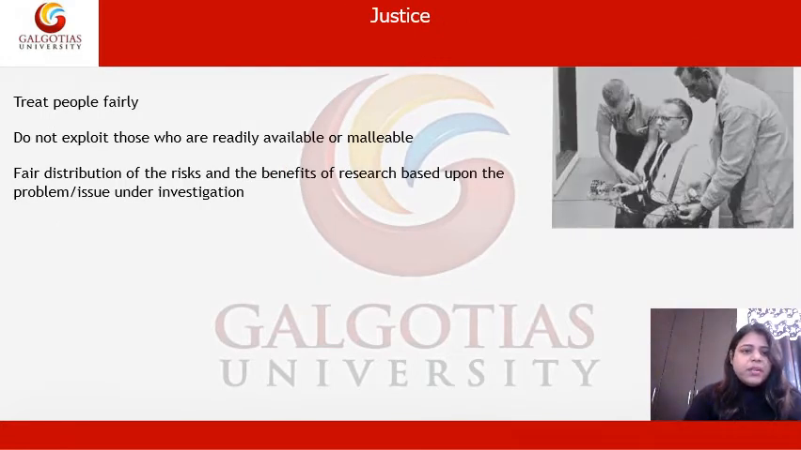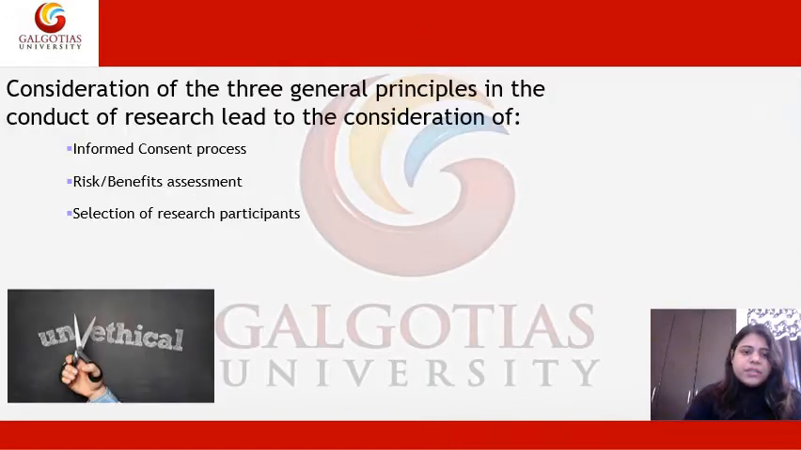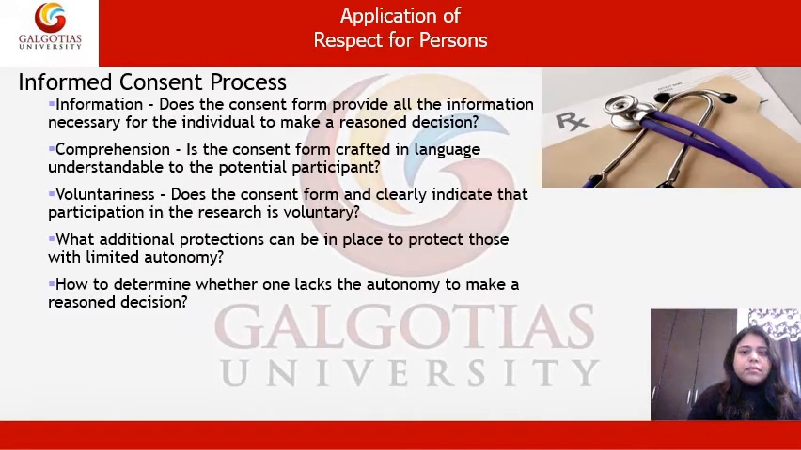Justice. Treat people fairly. Do not exploit those who are readily available or malleable. There should be fair distribution of the risks and the benefits of research based upon the problem and issues under investigation. Consideration of the three general principles in the conduct of research leads to consideration of the informed consent process, risk-benefit assessment, and selection of research participants, which are applications of respect for the person.